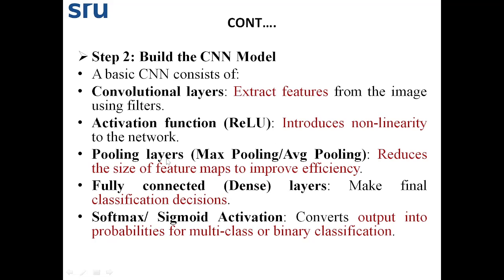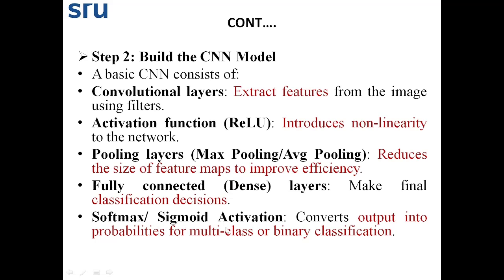Then here, pooling layers. These pooling layers reduce the feature map size for improving efficiency. Pooling layer is of two types, max pooling and average pooling. Then the fully connected dense layer. It makes the final classification decision.